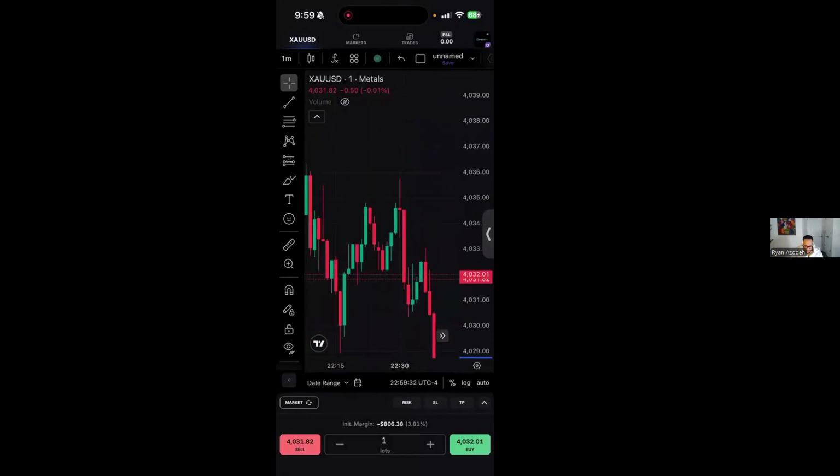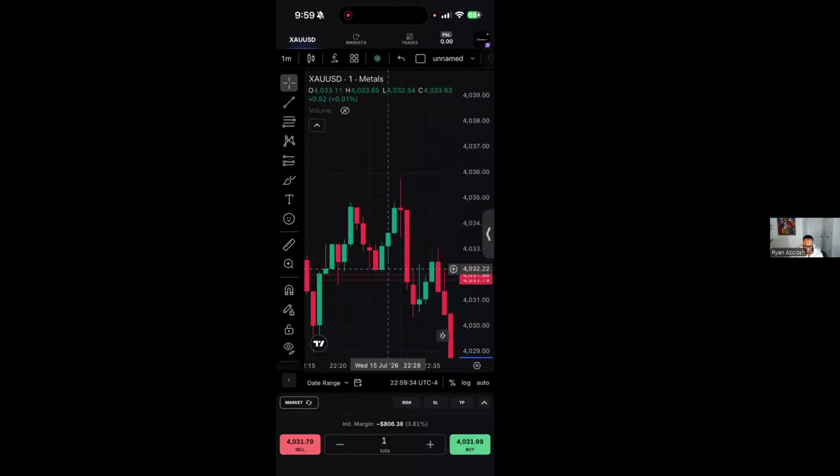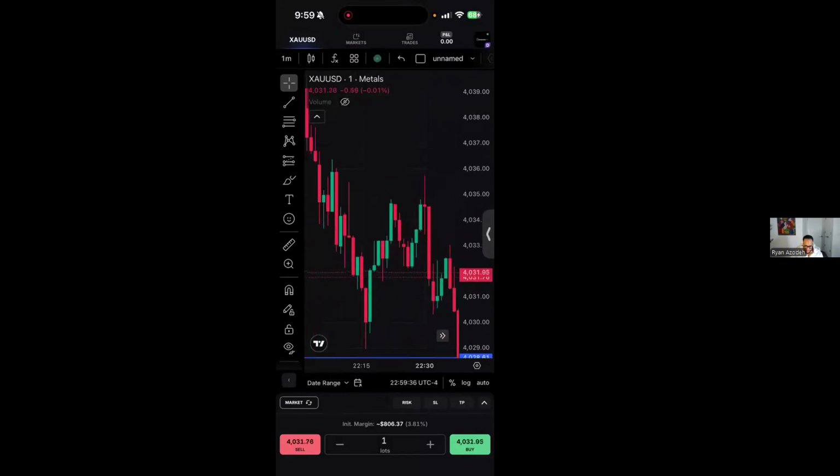Break of structure is right here. So in the market, we create a little bit of a higher high, higher low, then a higher high. Then right here, we broke through this higher low and created a brand new low. This here is going to be a break of structure.